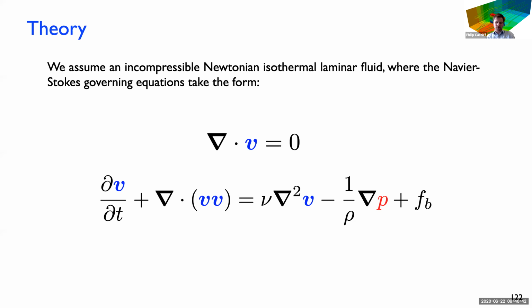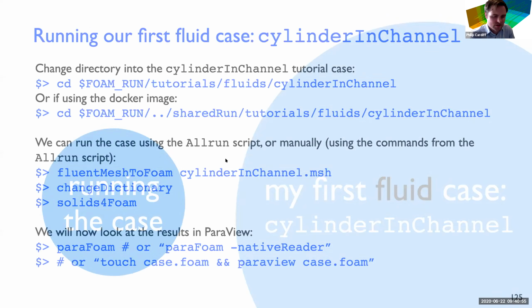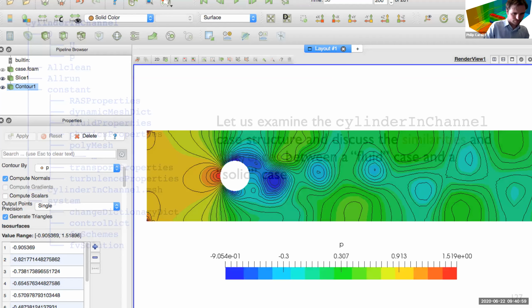Now I won't go through the theory. Once again, this is just for reference. You have your Navier-Stokes equation being solved. In this case, we're using the PISO algorithm, but you could use PIMPLE or coupled or whatever else you want. So the important thing here is just to note the difference between solids and fluids in solids4Foam.